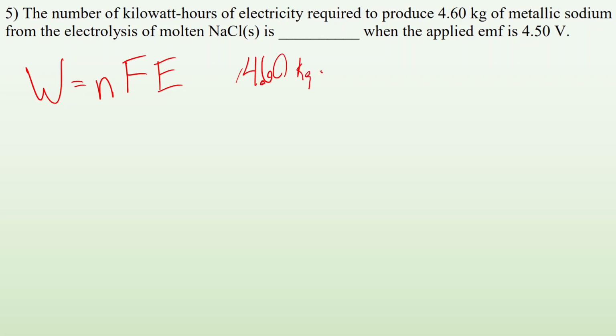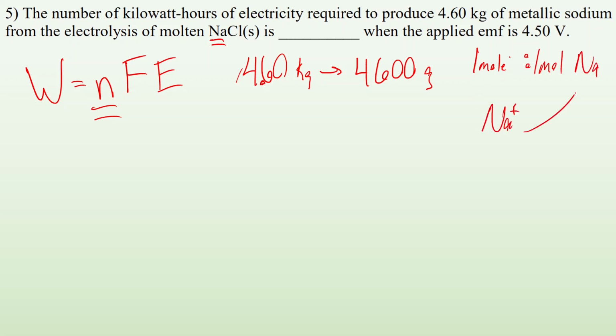I got 4.60 kilograms. Let me convert that to grams. So I end up with 4,600 grams. And if I'm talking about moles of electrons, I have to figure out how many moles of electrons that many grams of sodium metal needs to be reduced. I know that it's 1 mole of electrons to 1 mole of sodium metal, because I'm going from Na plus to Na 0. So how many moles is that?